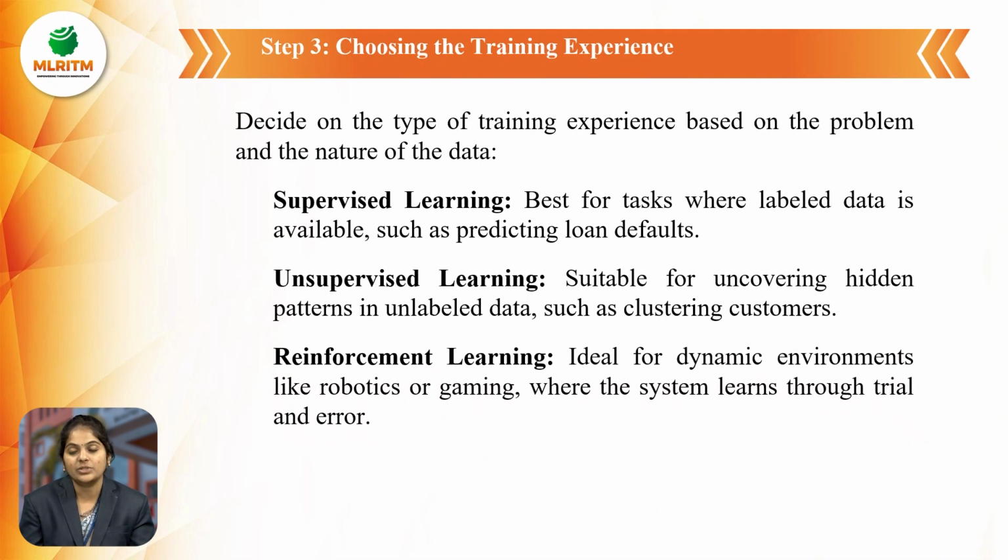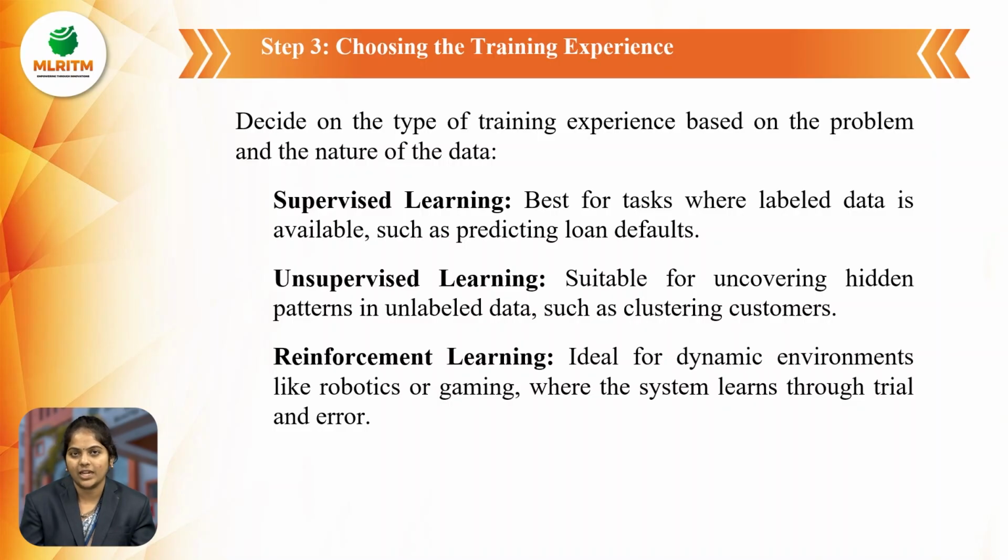And step 3, choosing the training experience. So deciding on the training experience based on the problem and nature of the data. Basically, in machine learning, we have 3 different kinds of algorithms: supervised, unsupervised, and reinforcement learning. Based on the problem type, we'll choose one of these 3 algorithms.